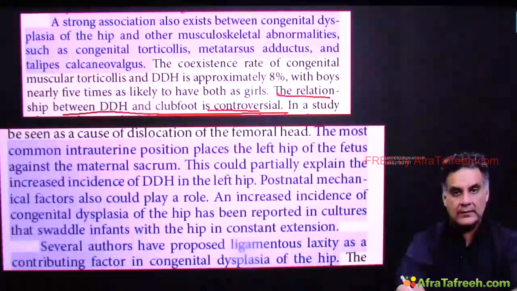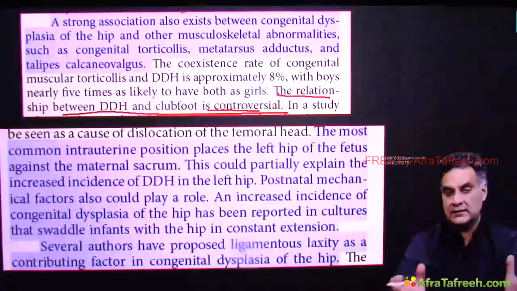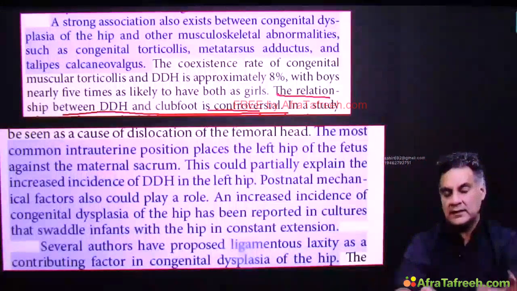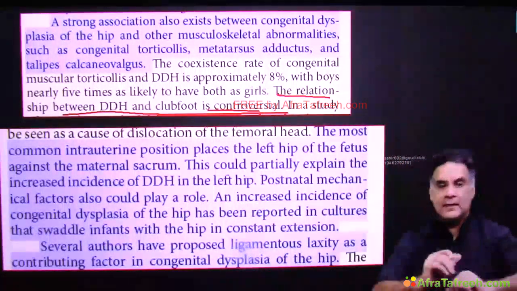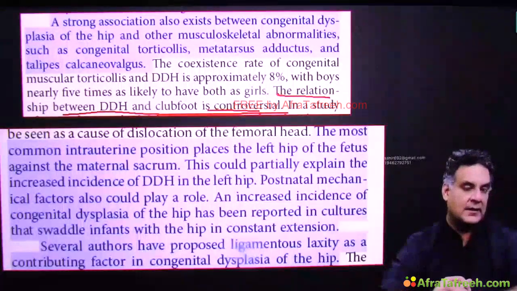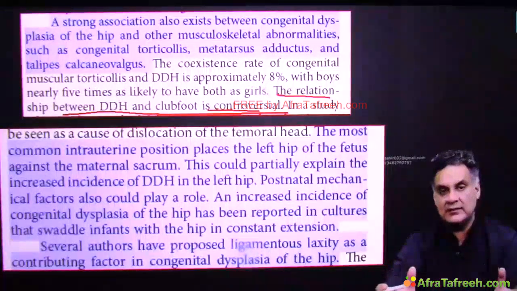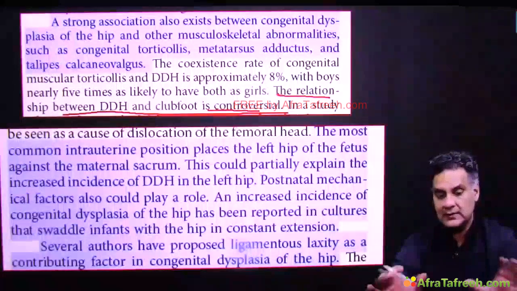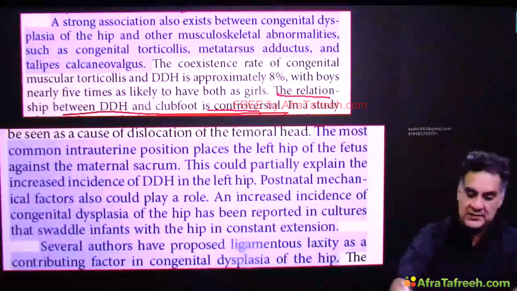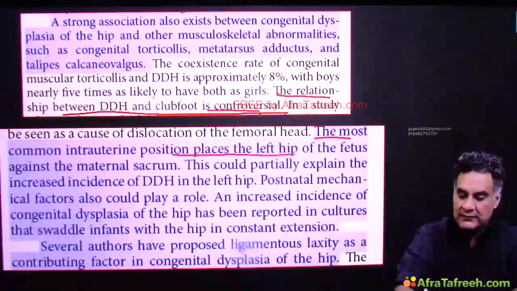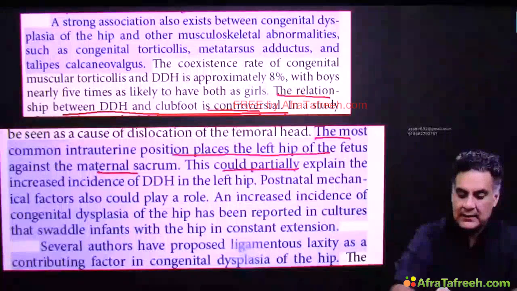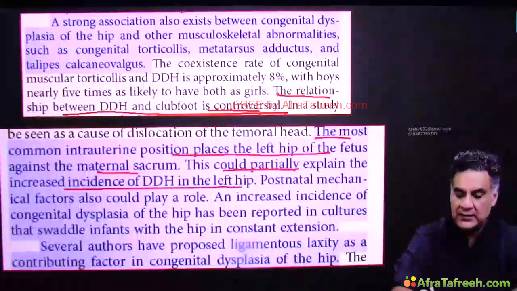Also remember, DDH is less common in Indians. People claim it is because we keep our kids by the side of the body. International authors said, how can you decrease the incidence of a disease after birth? Look at what the literature says. The most common intrauterine position places the left hip of the fetus against the sacrum. This can explain the increased incidence of DDH on the left side. So left is more common.